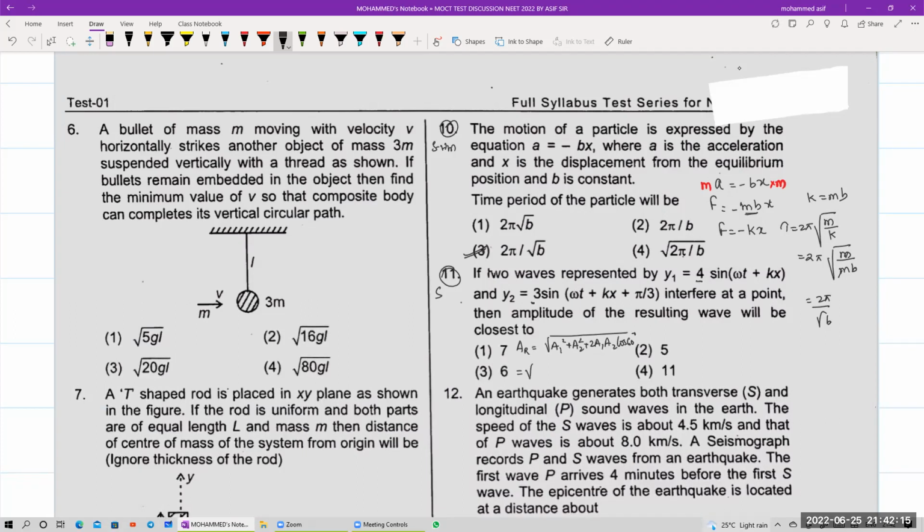And this value will become the square root of A1 square, 4 square, which is 16, plus 3 square, which is 9, plus 2 into 4 into 3 into cos 60. Simplify and we'll get the answer. Cos 60 is 1 by 2. So this will come to root 37. The nearby square root is 6, 36. So 6 must be the answer for that.